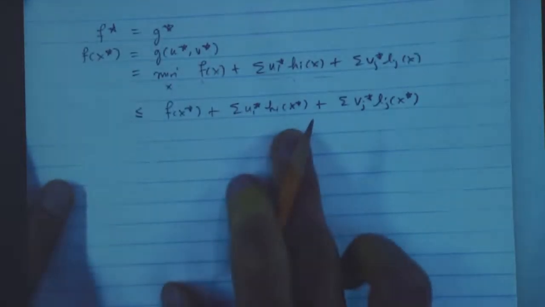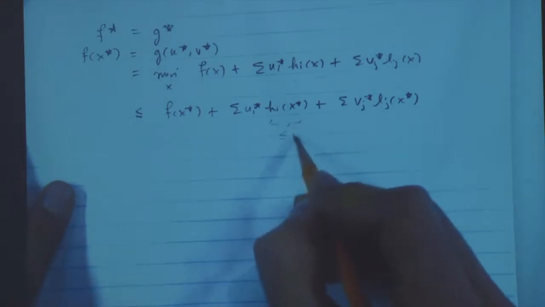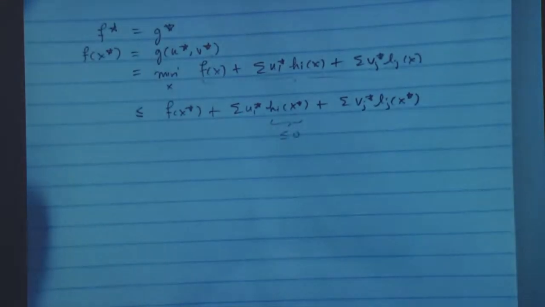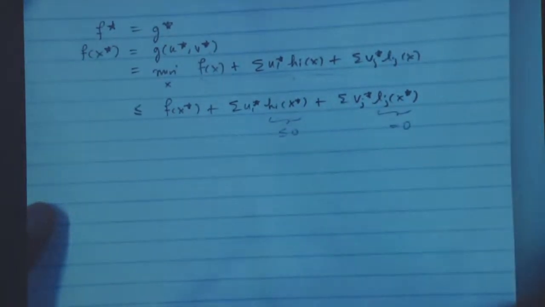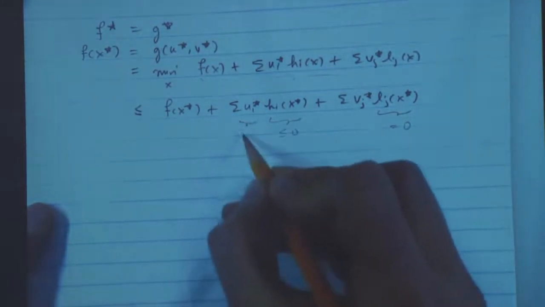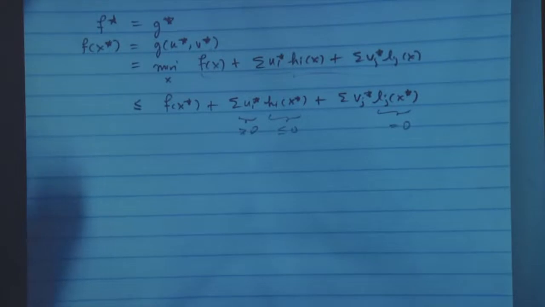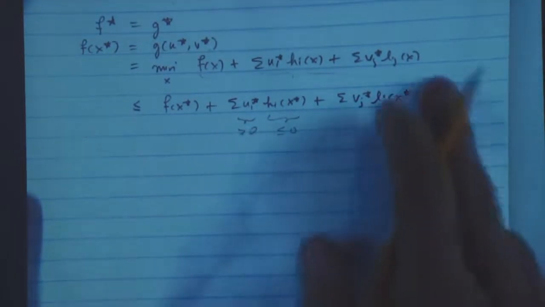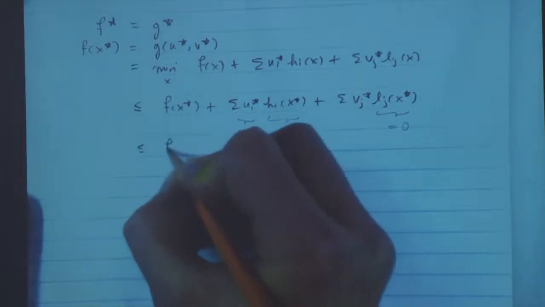And now, since x star is feasible, what do we know? We know this is less than or equal to 0. X star must be feasible since it's a solution, there's no doubt about that, so it must satisfy the constraints. This is equal to 0. And u i is bigger than or equal to 0 because it's a dual solution, so of course it must be feasible too. So this whole term here is less than or equal to 0, which means that this is less than or equal to f of x star.